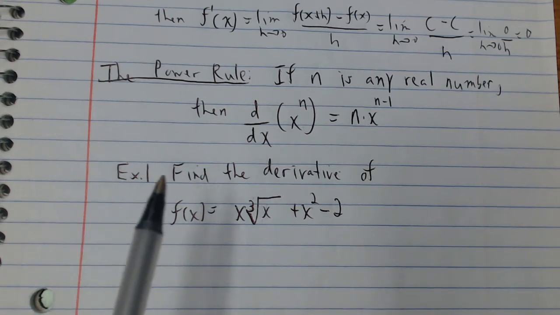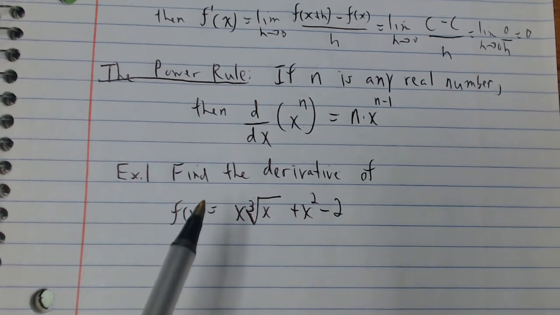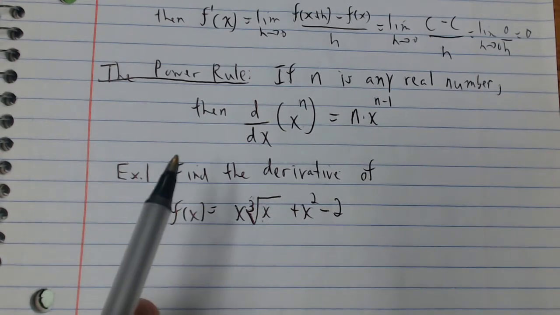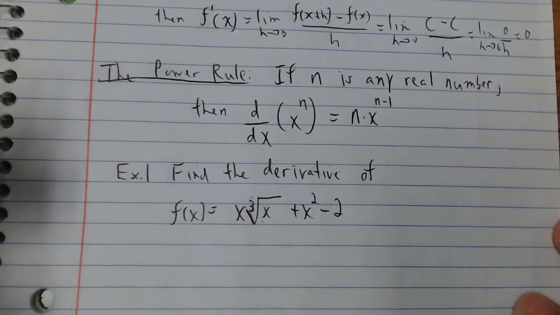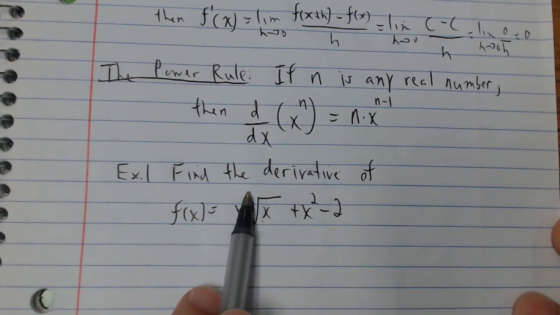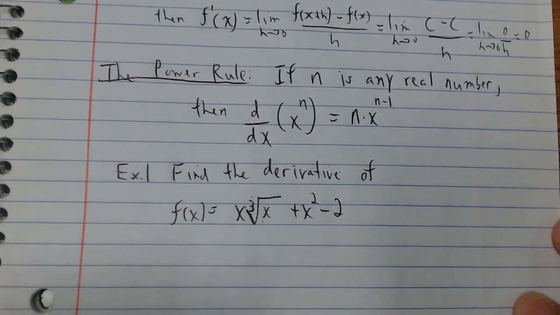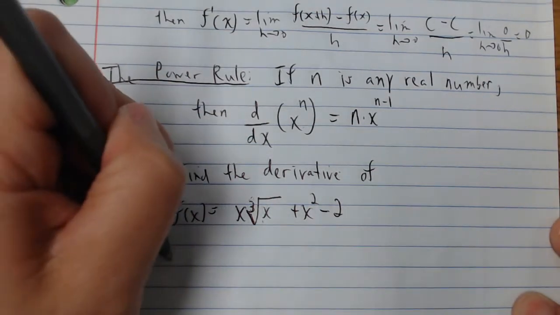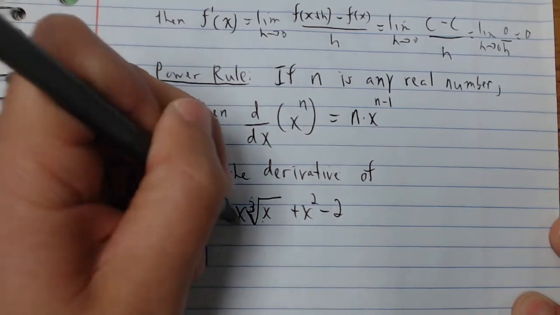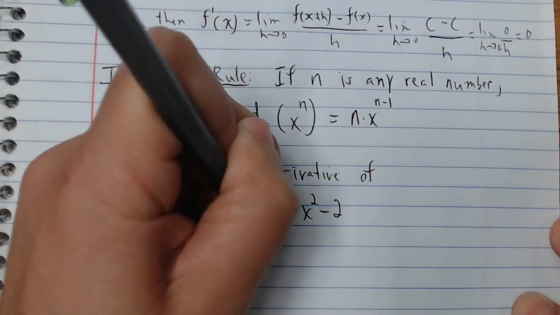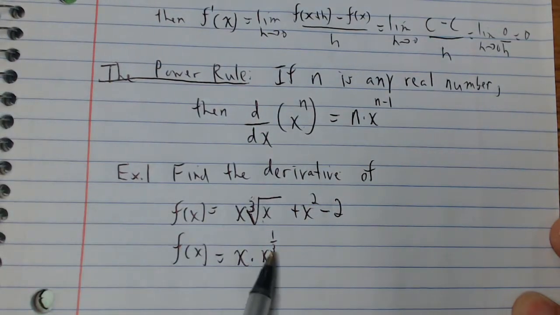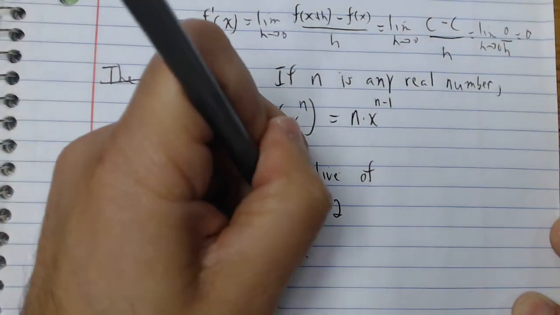But here's the trick. Anytime you're asked to find derivatives and you see roots, we're better off writing them in terms of powers because that just simplifies everything. So before I find the derivative of this, I want to simplify this a little bit just to make it easier for me to work with. If I rewrite this, this will be the same thing as x times x to the 1/3, because the cube root of x is just x to the 1/3, plus x squared minus 2.